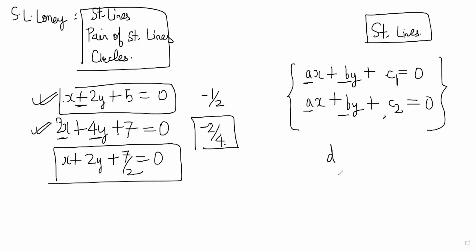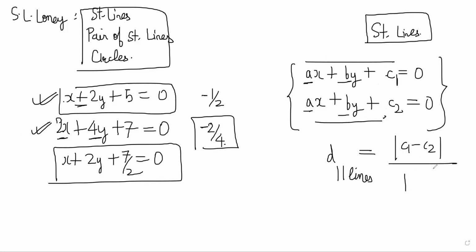So the distance between two parallel lines, if you have made the line equations look like this, will be mod of C1 minus C2 by root over A square plus B square. So you can check that very easily. We can draw two parallel lines between which we already know the distance, and we'll see if the formula works or not.